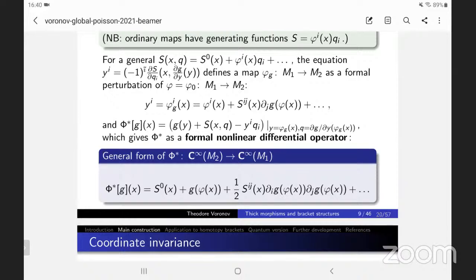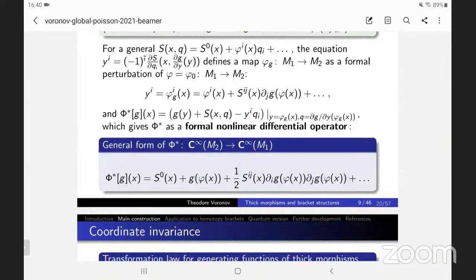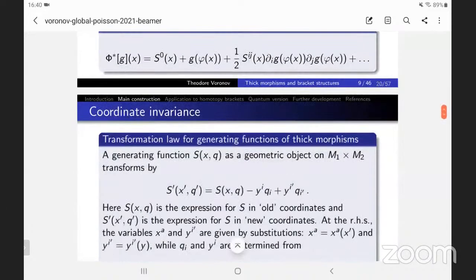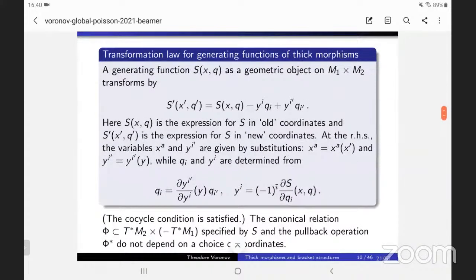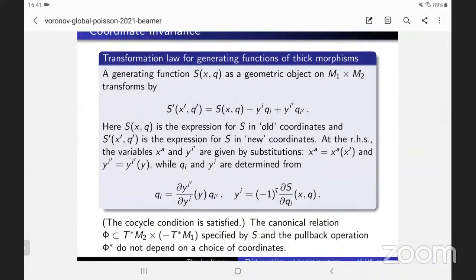So inside each thick morphism sits a genuine map, which is given by the linear term in the expansion of a generating function. So a thick morphism is indeed a kind of thickening of an ordinary morphism. One may wonder if this is coordinate invariant, since it is all defined in terms of local coordinates. But remember that S doesn't have to be just an ordinary function. It depends on the choice of coordinate system and is a geometrical object with its own transformation law.